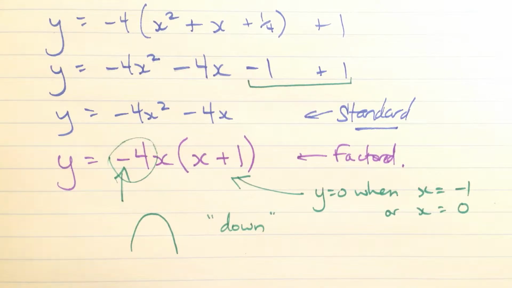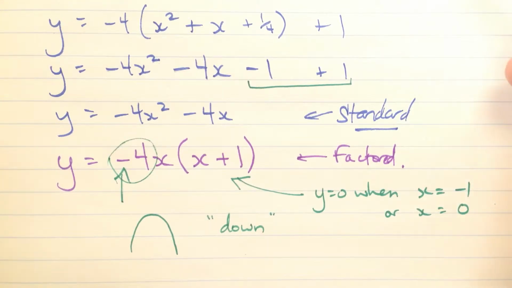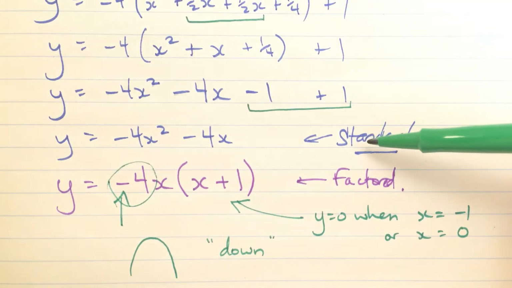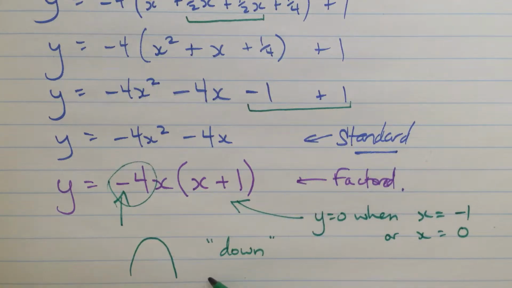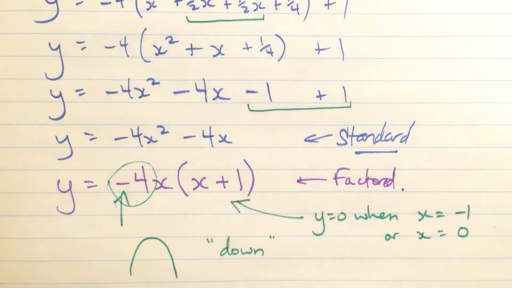All right, so that's the first line, not exactly in order. We've got vertex form at the top, then we found standard form, factored form, it opens down, and those are the roots. Okay, let's look at another one.